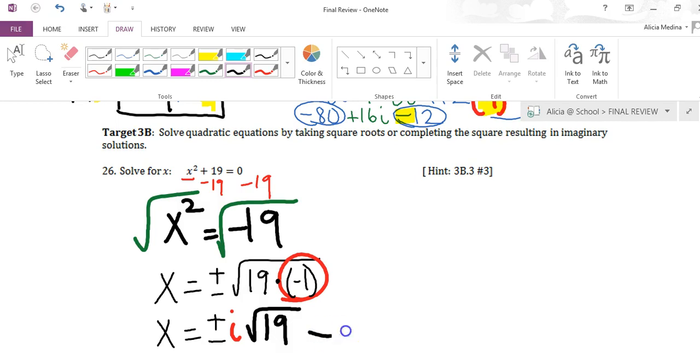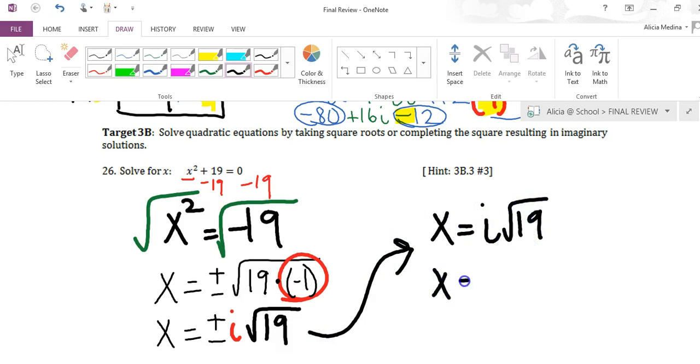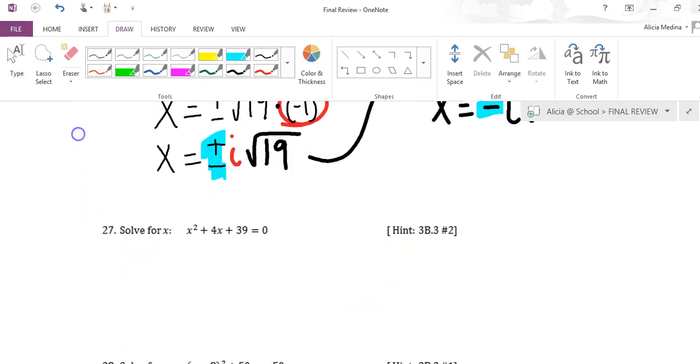Keep in mind here that this does have two solutions, right? x could equal a positive i square root of 19, and x also equals a negative i times the square root of 19. So that plus minus symbol right here is where I get that positive sign and that negative sign in front of each term. So we should have two answers for all of these expressions or equations.